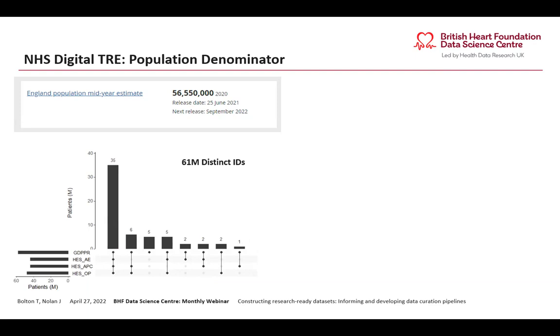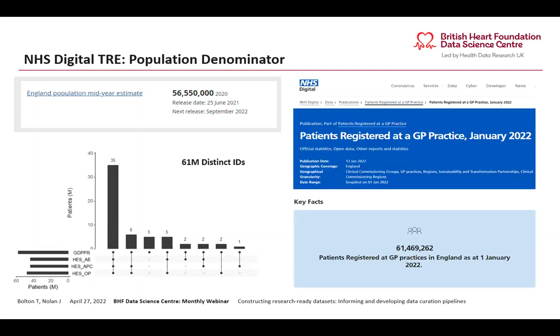If we eliminate these groups by anchoring on GDPPR and also exclude deceased individuals, we get down to 61 million IDs, much closer to what we would expect to see. And also this corresponds with the published figures for patients registered at GP practices.